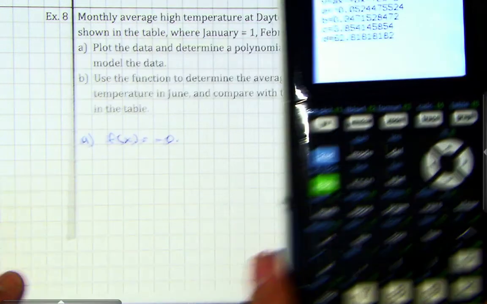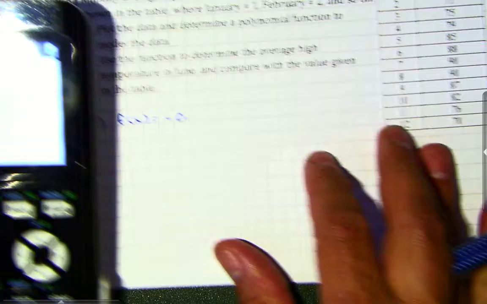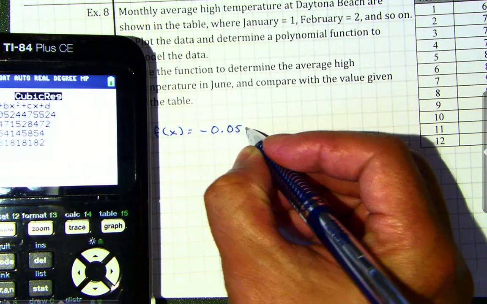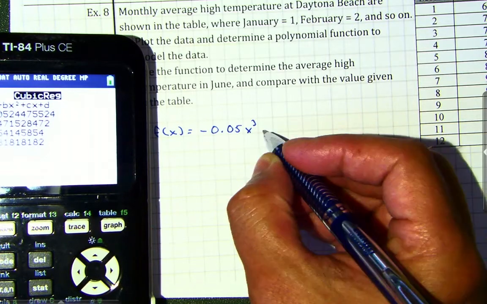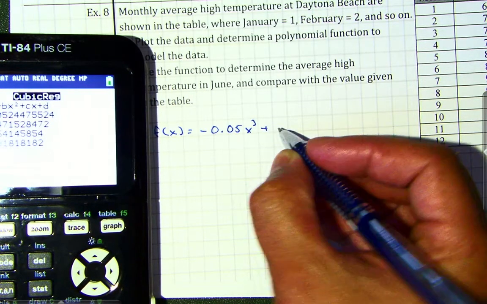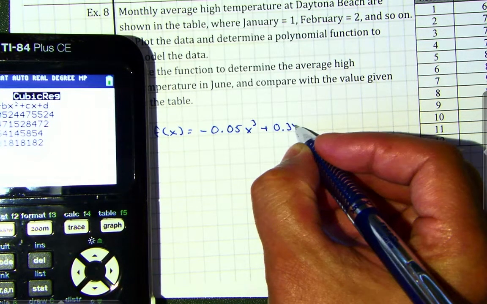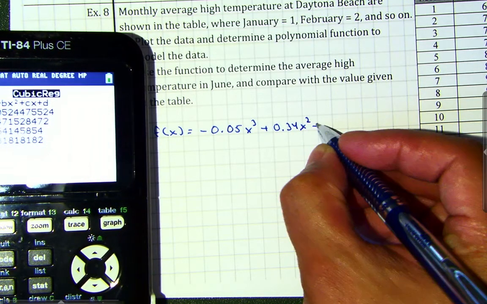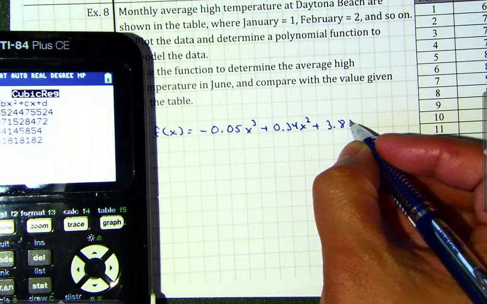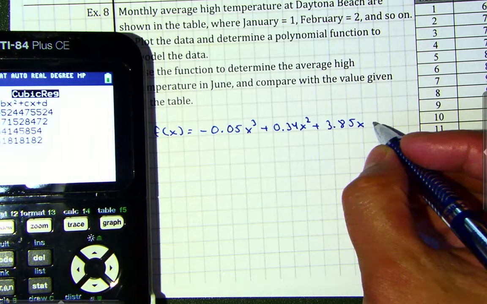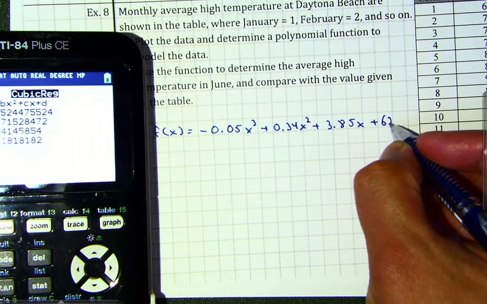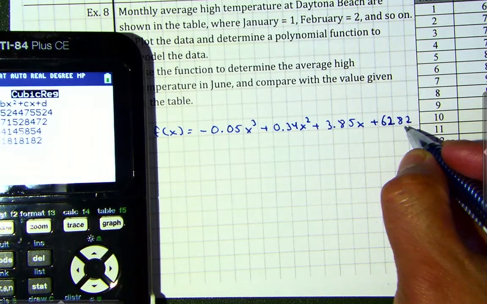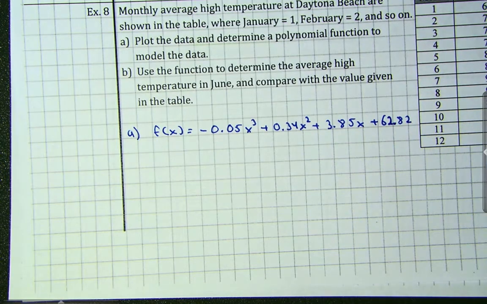So my a is 0.05x to the 3rd power, b is positive, will be 0.34x to the 2nd power, c is positive as well, 3.85x, and plus 62.82. This is it too. So you can just write down the function.